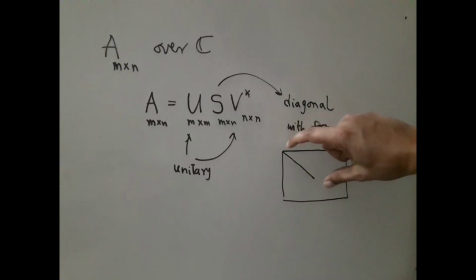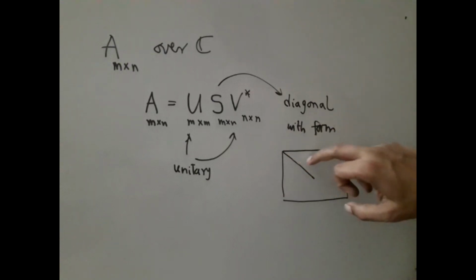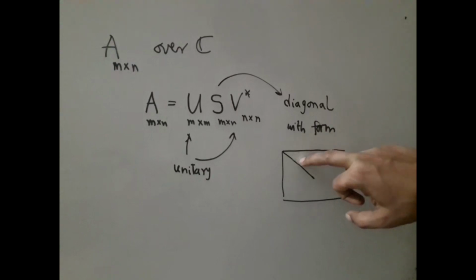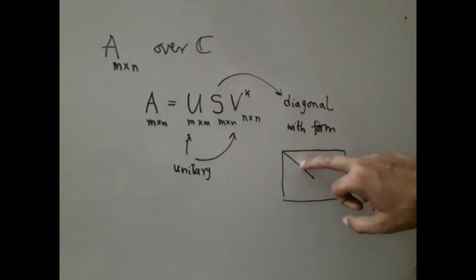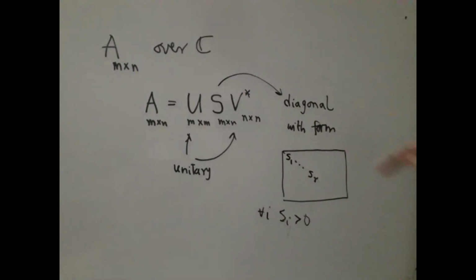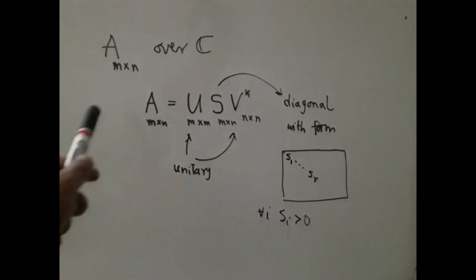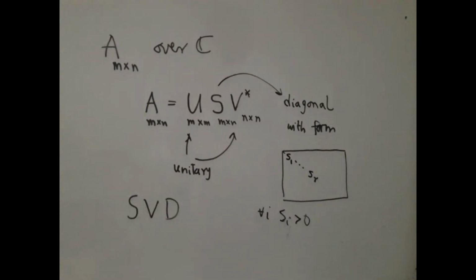Suppose there are R entries here, and all these numbers are non-zero. They are non-zero real numbers. Not only that, I will also say that they are strictly positive numbers. So if I call them S1 to SR, then each of those Si's is strictly positive. In particular, they are real numbers, strictly positive, and everything else is zero. So any matrix can be written in this way. This is called singular value decomposition, or SVD in short.